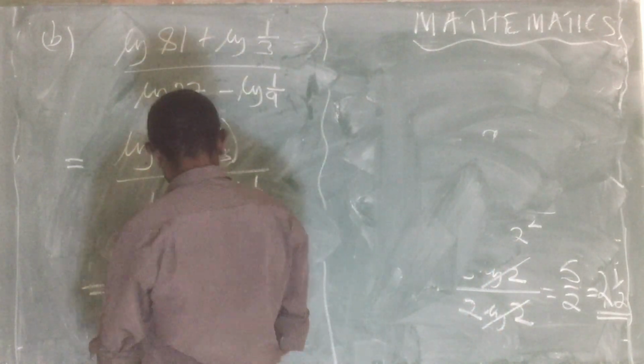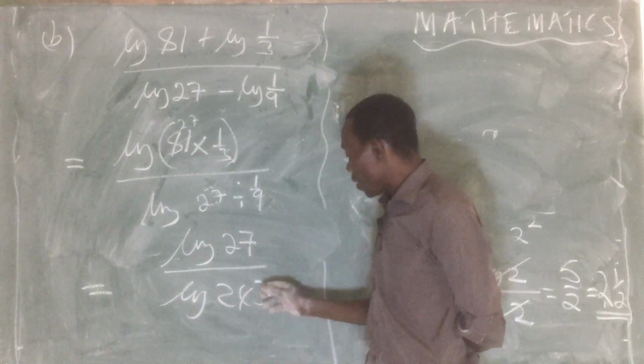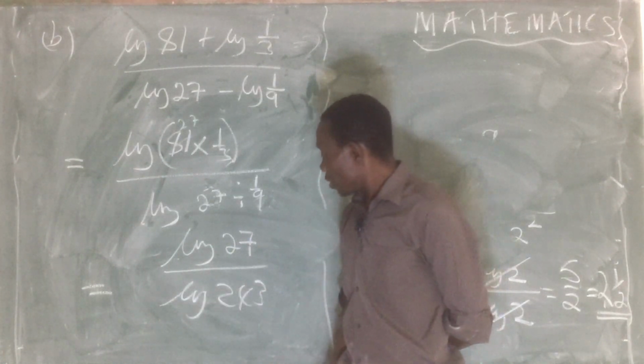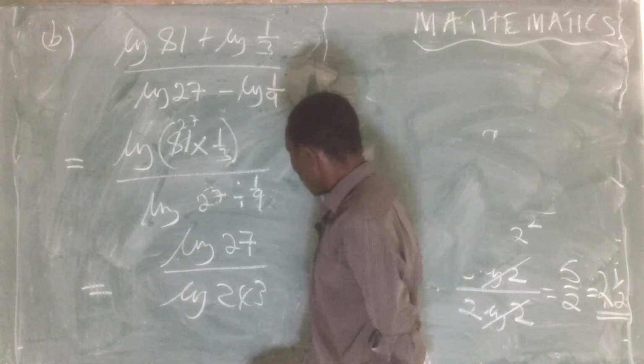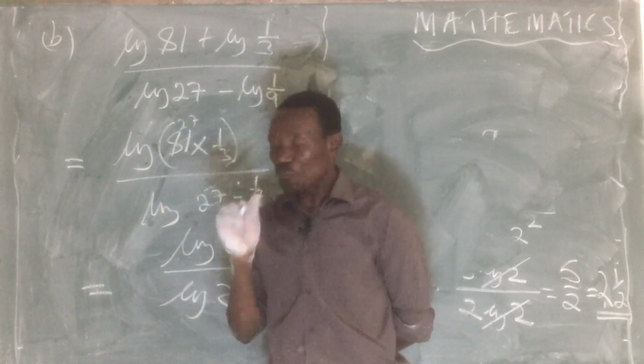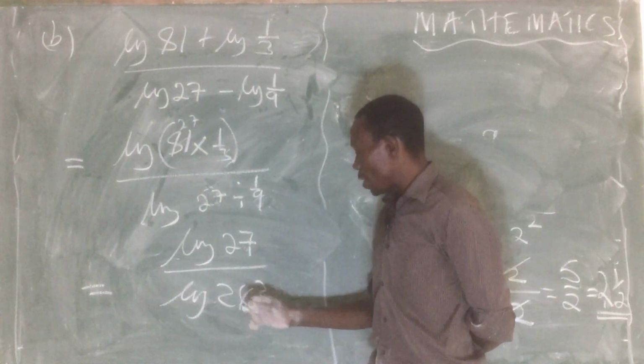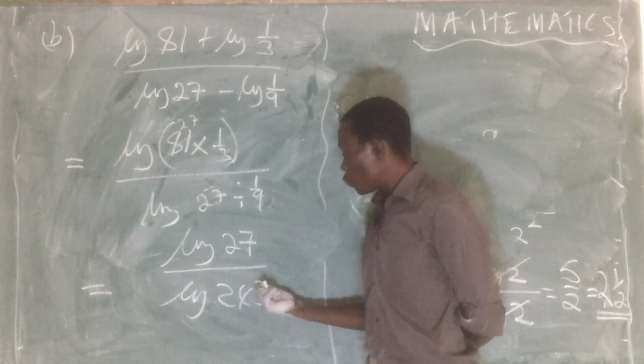You don't have to cancel log and log, and then 27 here, 1, 27 gets in that part. No, you don't have to do that. But do as I indicated earlier. Find or identify a base to be represented by 27 and a base represented by 243.